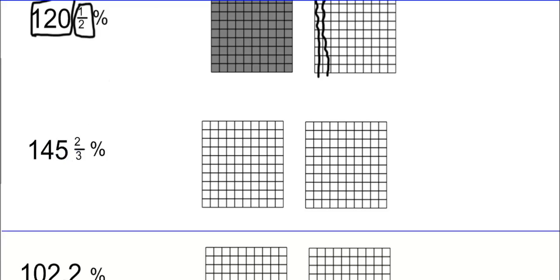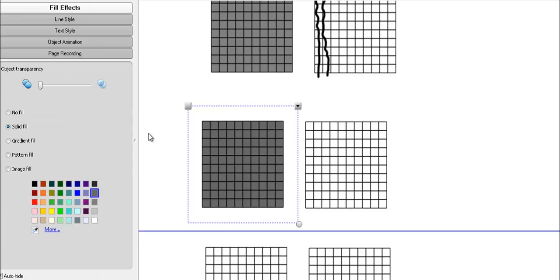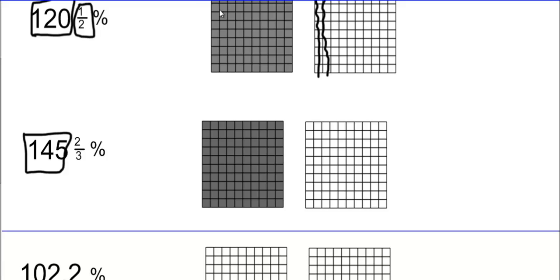How about 145 and 2/3 of a percent? Again, break it into two parts. You have 145. That's going to be the whole thing plus more. And then we're going to shade 45 more. So that's 10, that's 20, that's 30, 40. And then we're going to shade 5 more down to here. And then we're going to shade 2/3 of a percent. So here's our percent, make them big, and break them into 3 pieces. And guess what? You're going to shade 2.